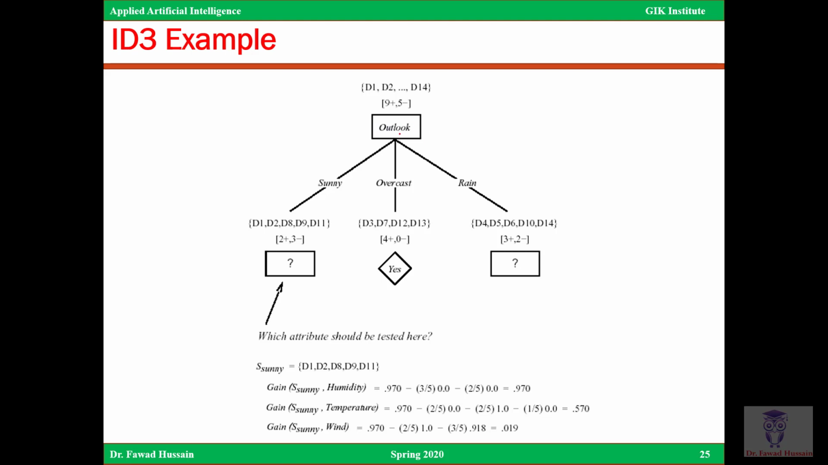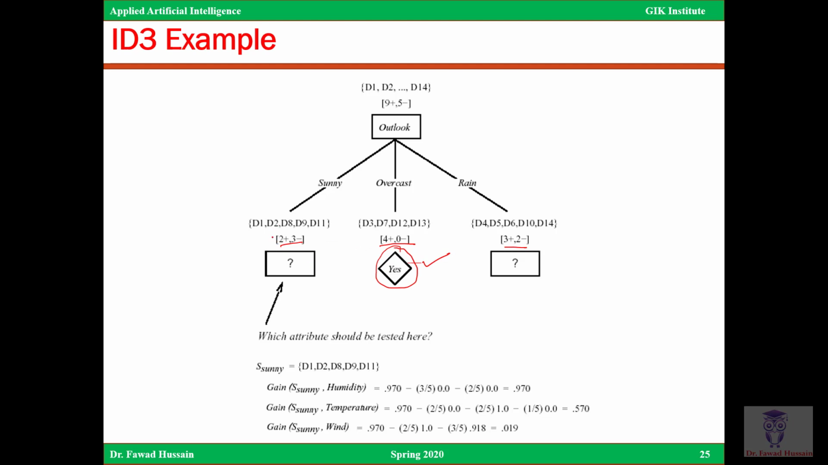So when you look at outlook for your root node, there are 3 possibilities in outlook: sunny, overcast, and rain. If you use sunny, there are 2 yes and 3 no's. If you look at overcast, there are all 4 yes and 0 no's, which means that you can terminate this node because they are now pure. There is no confusion. There is no mixture between yes and no. It's only yes here. For here we have 3 yes and 2 no's. So there's confusion over here and there's still confusion over here. However, we're done with this one.